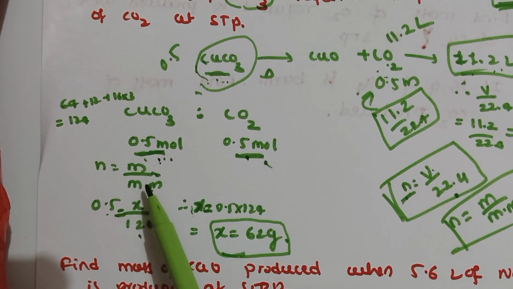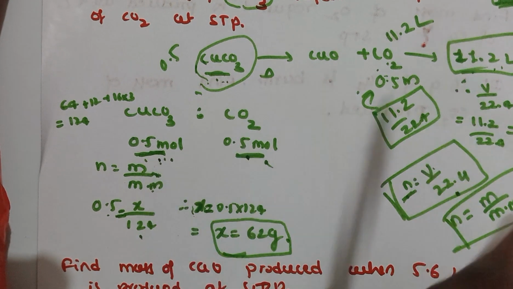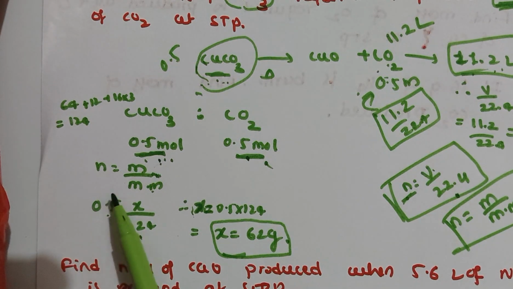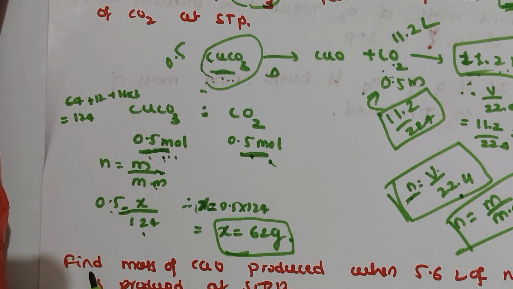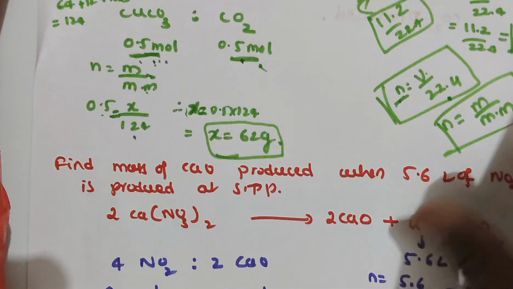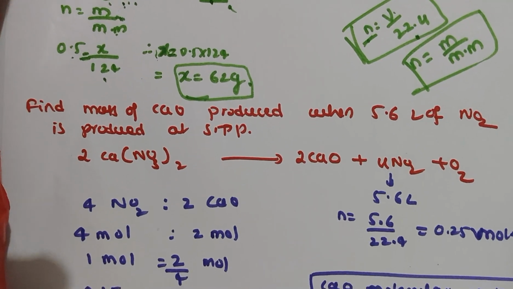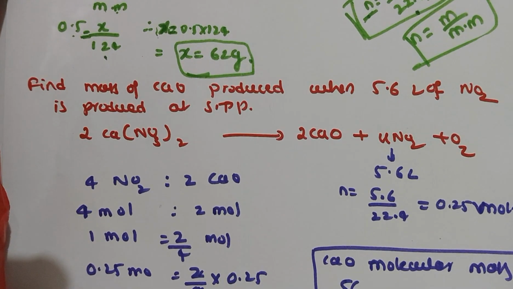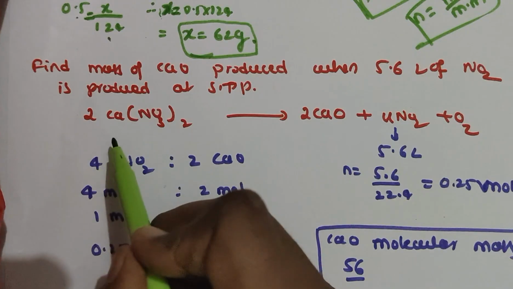Therefore, on getting the mole, we easily calculate the mass. Is this clear to everyone? N equal to what? Mass divided by molar mass. On solving, we get 62 gram. Is this clear to everyone? Okay. Next, we have to move towards the next numerical.